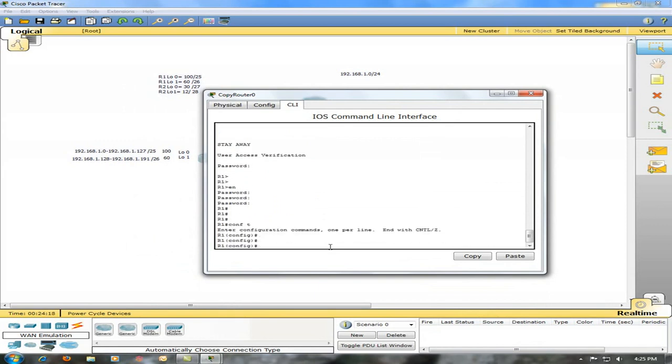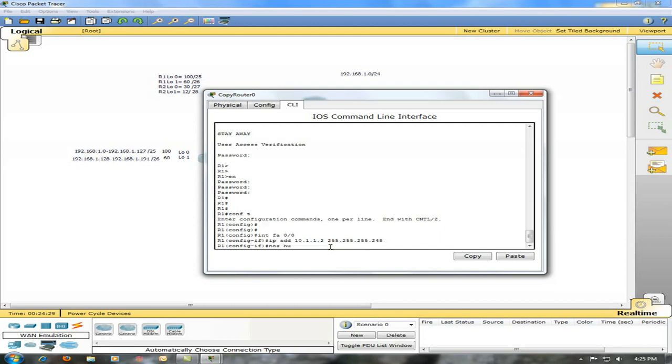And we'll just go into the interfaces. Interface FastEthernet 0/0, IP address 10.1.1.2, 255.255.255.248, and a no shut.